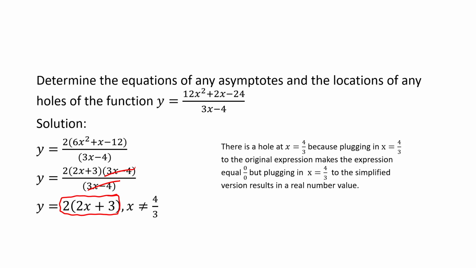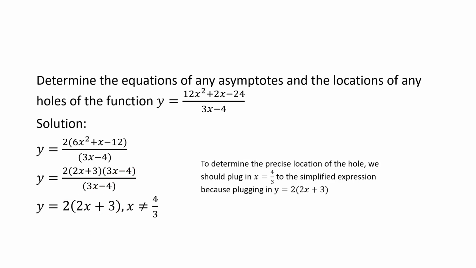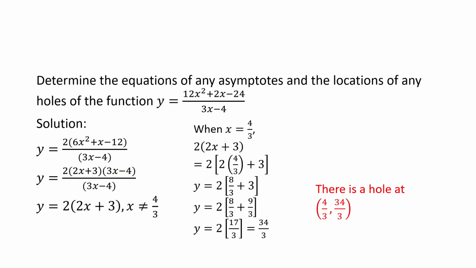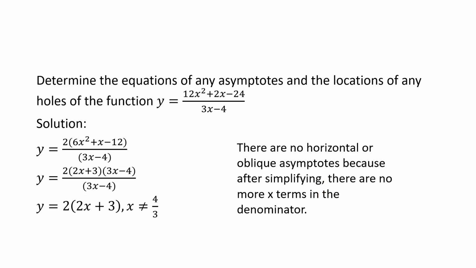So we're going to take that x value of 4 over 3 and plug it into what's remaining. And when we do that, we get a y value of 34 over 3. And that tells us there's a hole at 4 over 3, comma 34 over 3 in this question. There are no horizontal or oblique asymptotes because after we simplified, there were no more x's in the denominator. Okay? When we simplified, that denominator was 1.